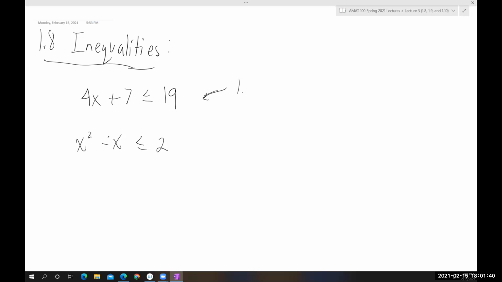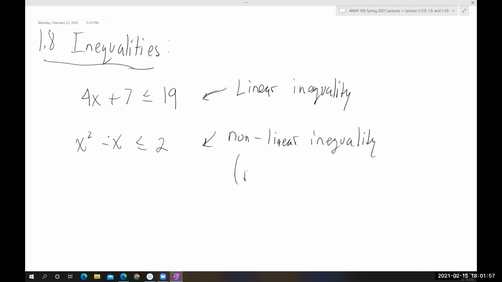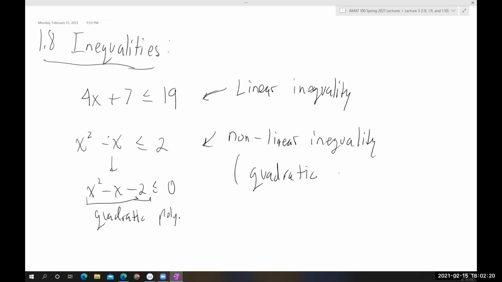And this first one would be an example of a linear inequality. And this other one would be an example of a nonlinear inequality. More specifically, it's actually a quadratic inequality, because we can rewrite this as x squared minus x minus 2 is less than or equal to 0, and this right here is a quadratic polynomial. So this will be a quadratic inequality.